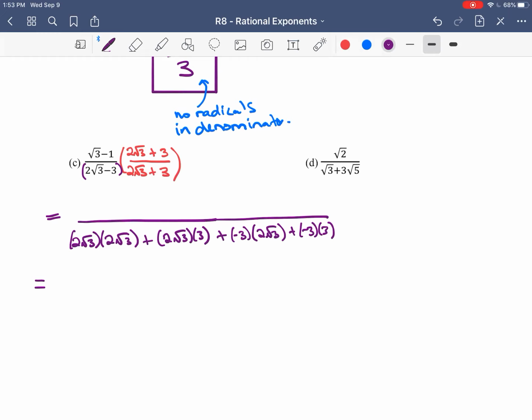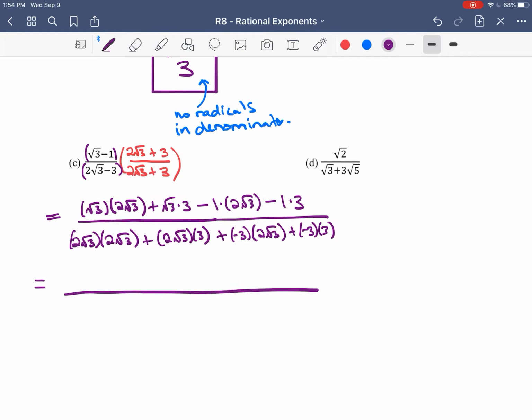Okay, I guess I can do the top as well. So this is going to be root 3 times 2 root 3. Again, I am using FOIL, so those are the first ones. The outer ones, root 3 times 3. The inner ones is minus 1 times 2 root 3. And the last ones is minus 1 times 3. Okay, so now we just want to simplify.